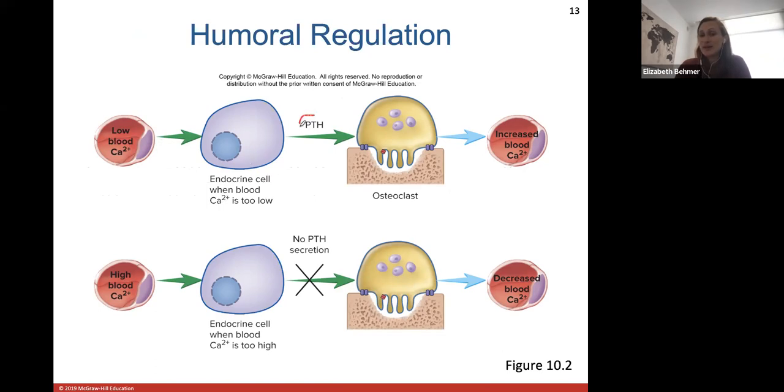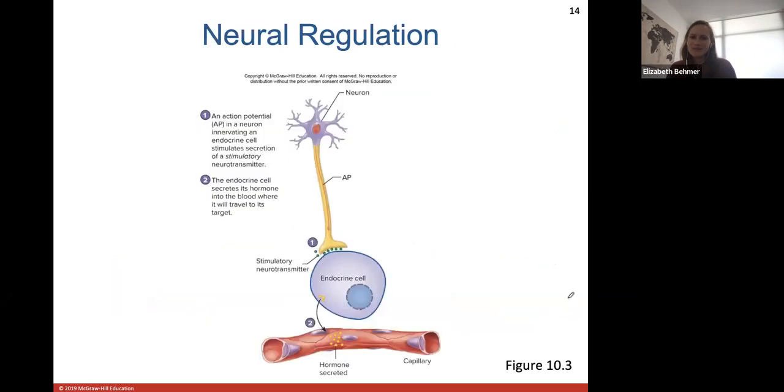That will stimulate parathyroid hormone release to basically tell osteoclasts to break down bone to release more calcium into the blood. So this is to try to increase blood calcium levels. If you have too high blood calcium levels, again, this is a humoral regulation. An endocrine cell can pick up when blood calcium levels are too high. There's no parathyroid hormone secretion, so that osteoclasts will not try to put more calcium into the blood, and that in turn will decrease our blood calcium levels.